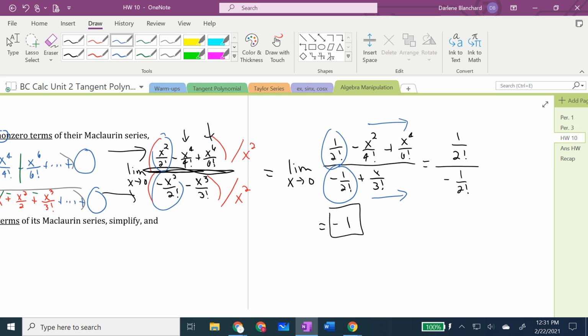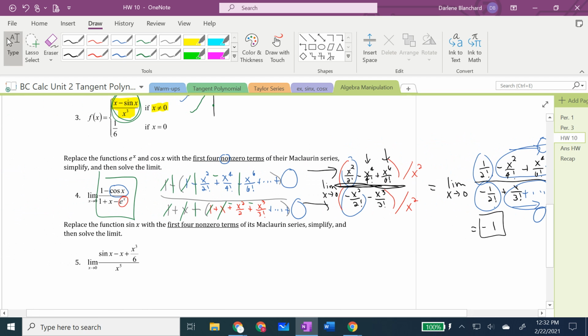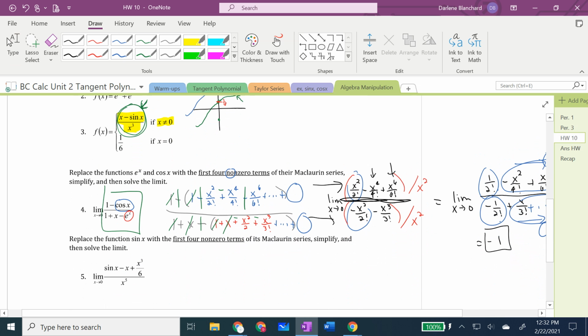If you were looking at the full infinite degree polynomial, everything would be 0. And it would leave you with just these numbers. So also see how you can actually solve these limits using the full format of the infinite degree polynomial by writing the plus dot dot dot pattern.